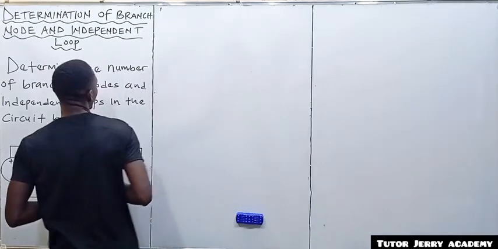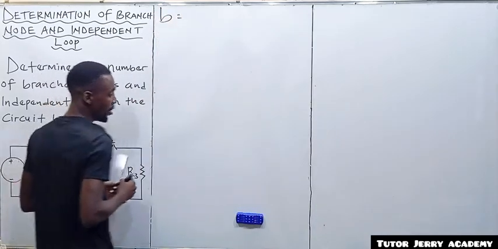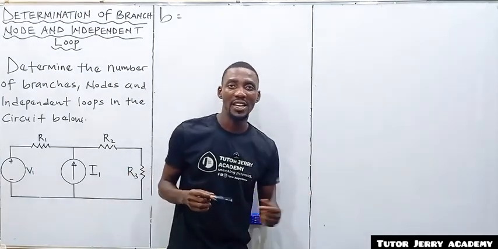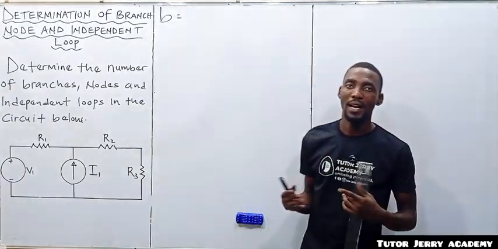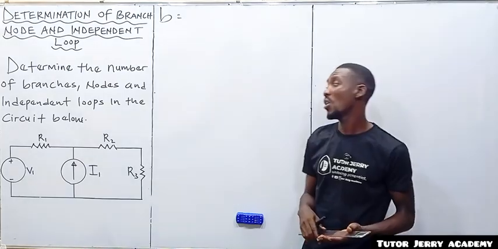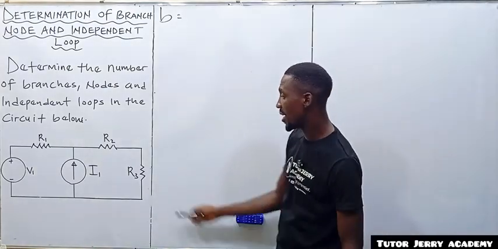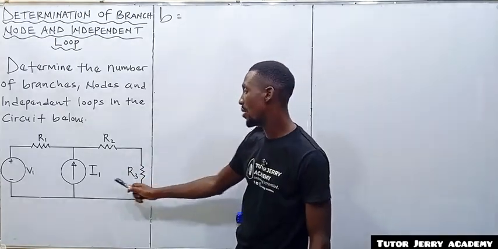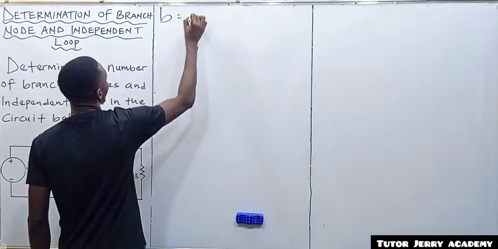So let's start with branch. All right, when we say branch, what is a branch? A branch is a single element or any two terminal device, which can be a voltage source, a current source, or a resistor. So if you want to determine the number of branches, just count each element that we have. 1, 2, 3, 4, 5. So we have 5 branches here.